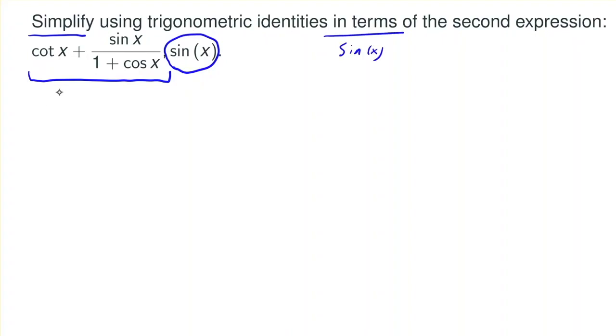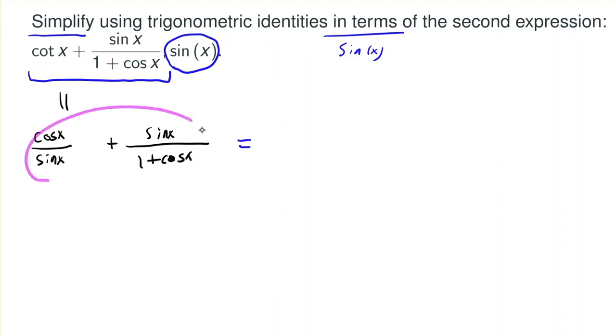We have cotangent. We can rewrite this. Cotangent is the same as cosine x over sine x plus sine x over 1 plus cosine x. Now when we add fractions, we need a common denominator. So if I want to combine these two fractions into one, on the left side I'm going to multiply this top and bottom, and on the right side I'm going to multiply sine top and bottom.